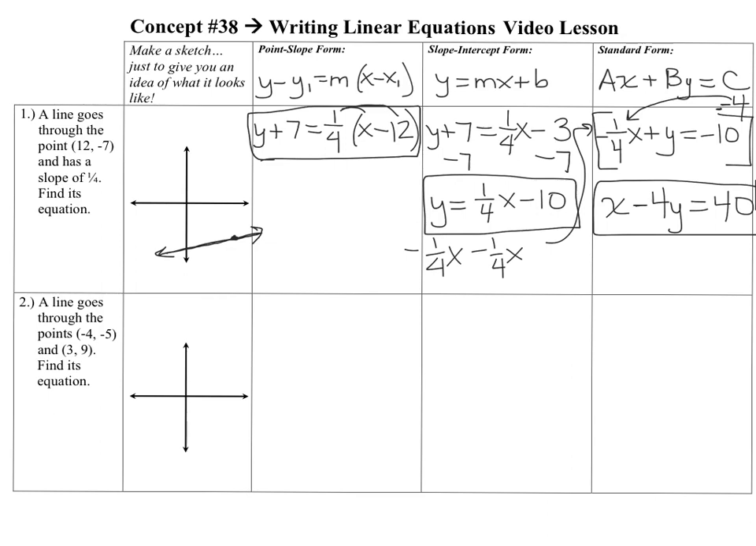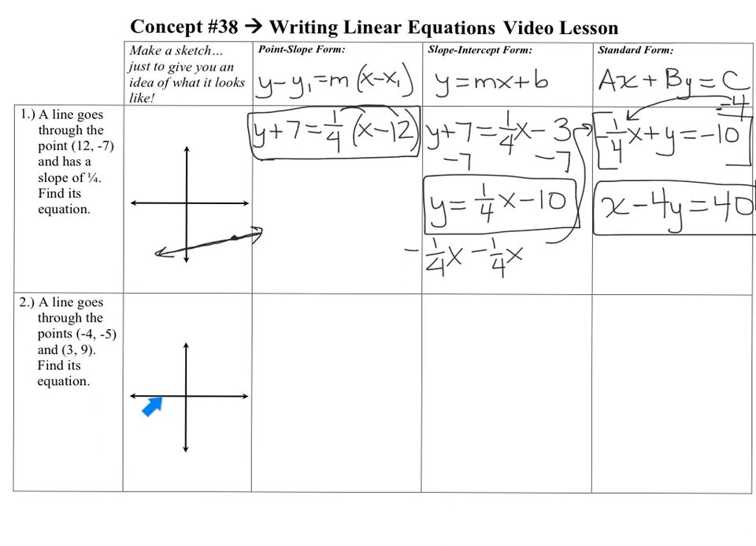Okay, let's try one more. So the next one says a line goes through the points negative 4, negative 5, and 3, 9. What's its equation? So before we start, let's just get an estimate of where negative 4, negative 5 is, right? So let's say this is 0, 0. I'm just going to say my scale, let's say each of the ends is just 10. That just makes sense to me in my head.